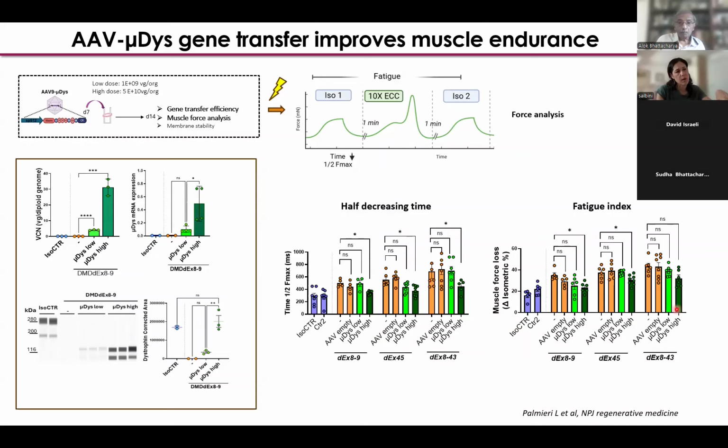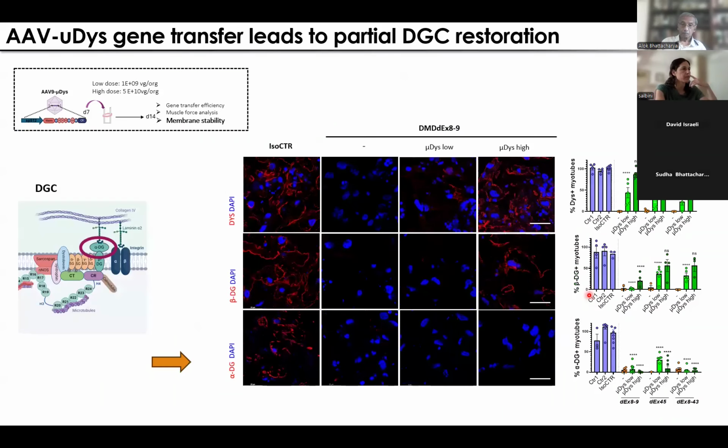Only in this last one, basically, there is not significance, but there is a trend. So there is a great improvement of muscle force loss. You see, in fact, the reduction of the loss using a high dose of microdystrophin. However, it's not a complete recovery. And here you can see histologically the presence of dystrophin in the muscle sections.